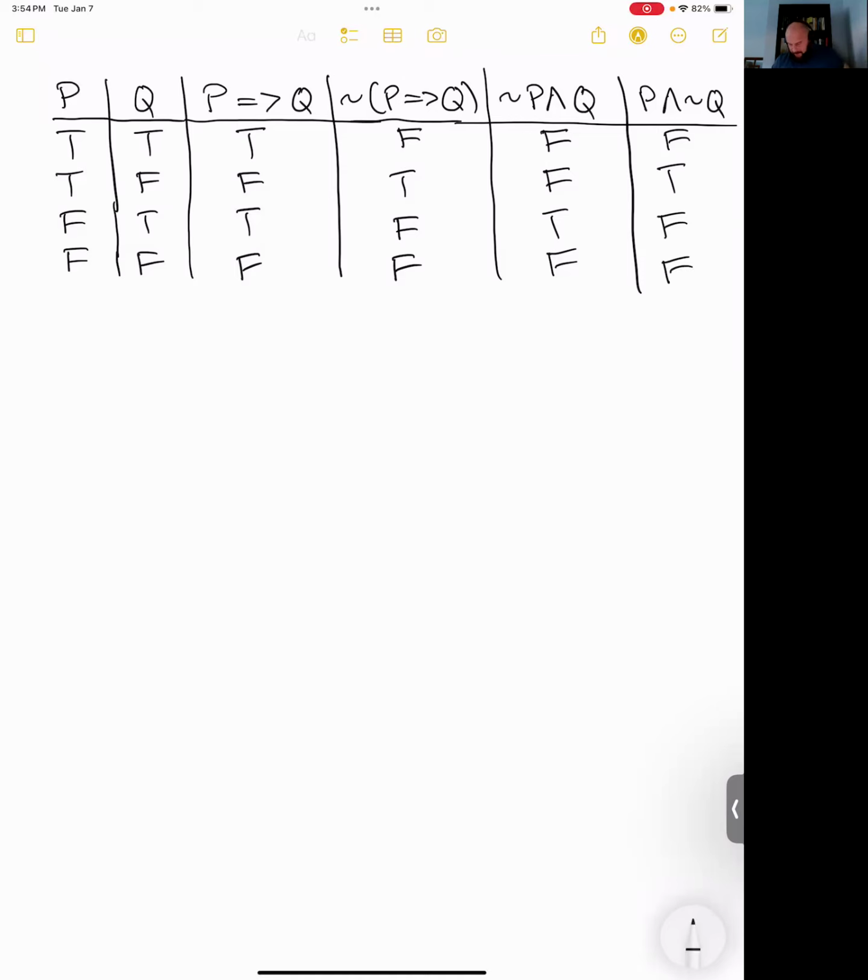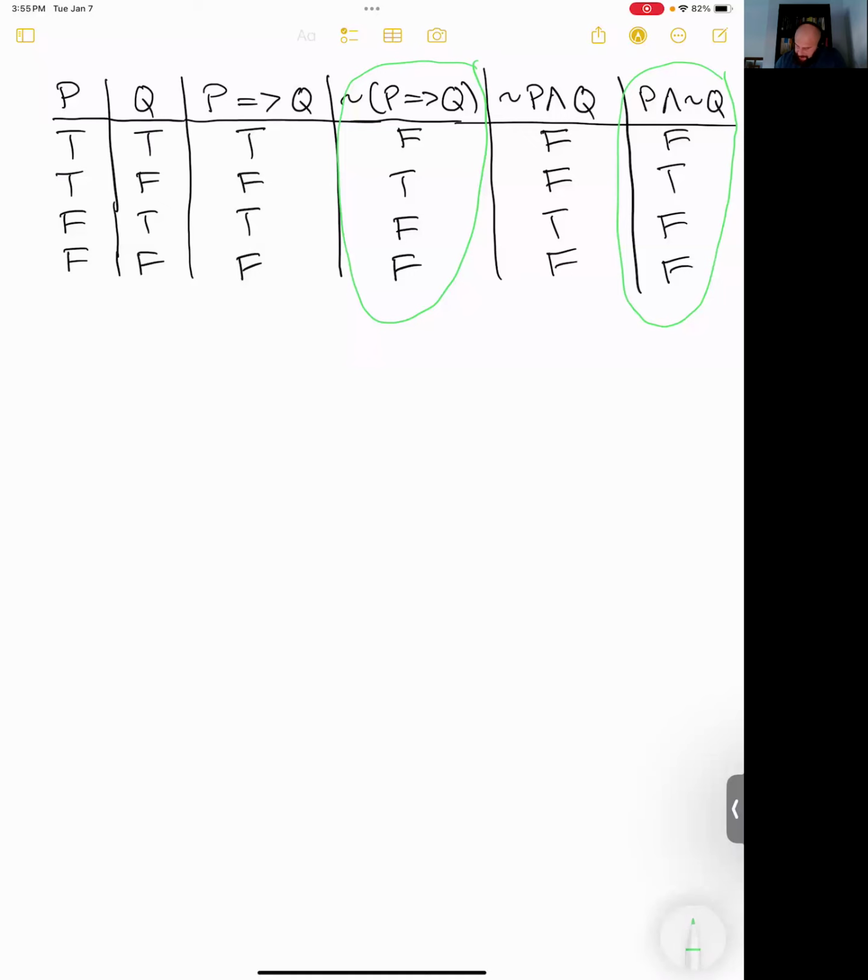So, okay, we just filled out the truth table, but now we notice that there are two columns which are the same, so they must be logically equivalent. There's the not of the implication, and there's P and not Q. That means if you want to not the implication, you will get P and not Q. So you don't get some other statement involving implication, or at least not the way we're going to write it.